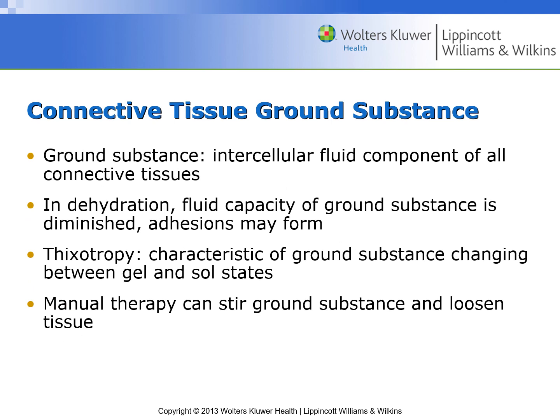Ground substance is the intercellular fluid component of all connective tissues. In dehydration, fluid capacity of ground substance is diminished and adhesions may form. Thixotropy refers to the characteristic of ground substance to change between gel and sol states. Manual therapy can stir ground substances and loosen tissue.